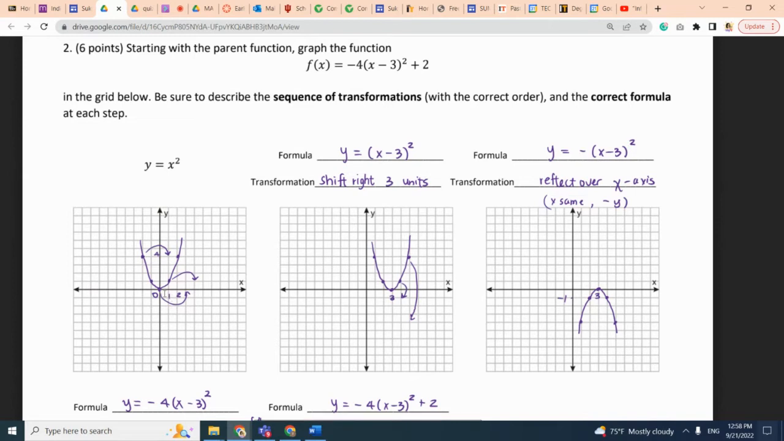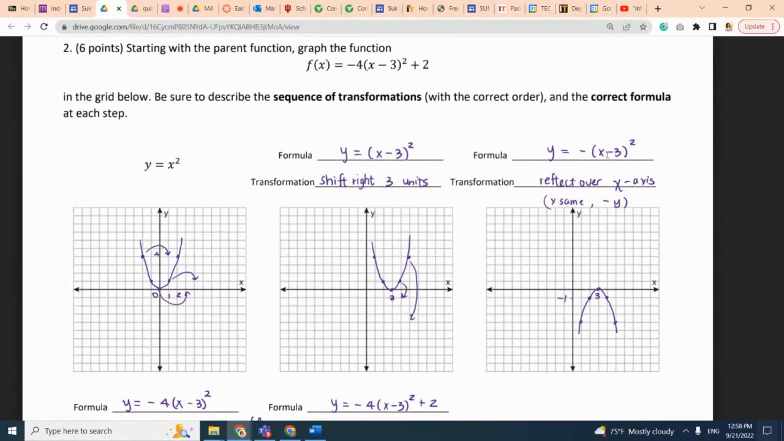So minus 3, shift right 3 units. So look at those key points. (0, 0) now is shifted to (3, 0). (1, 1) is shifted to (4, 1), right? So this is the new graph. And next, do we have reflection over the y-axis? No, because we don't have a minus sign in front of the x. Our minus sign is in front of the whole thing, right, everybody? So we have reflection over the x-axis. Okay, the y is changing to minus y.